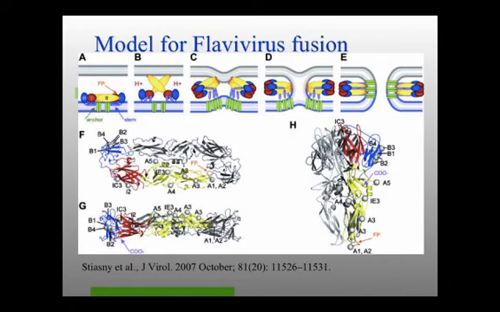Here's the dimer sitting down on the surface of one of these flaviviruses. Here, looking at it side on. Here, looking at it top on. This is in the normal neutral pH state, which you're going to have on the outside of the cell.